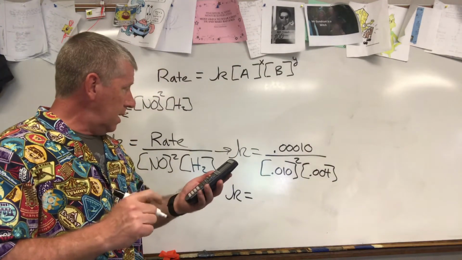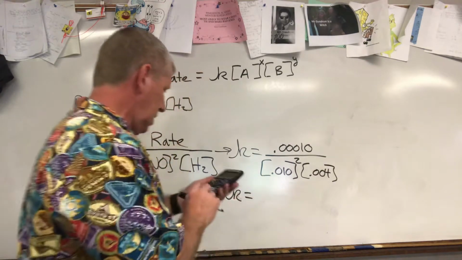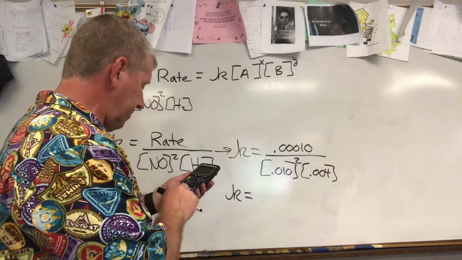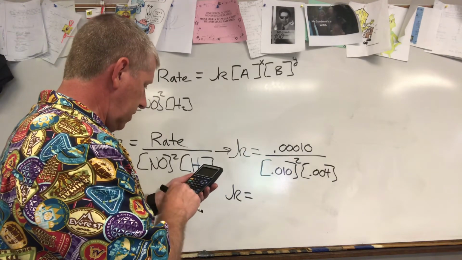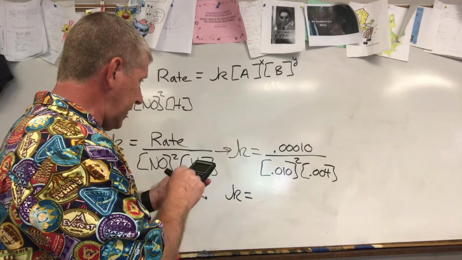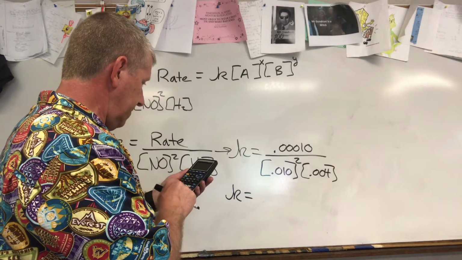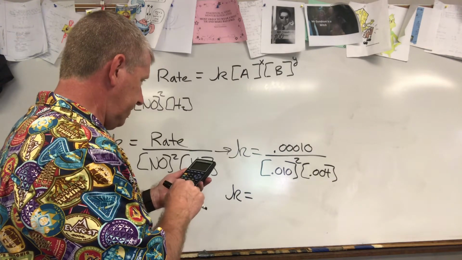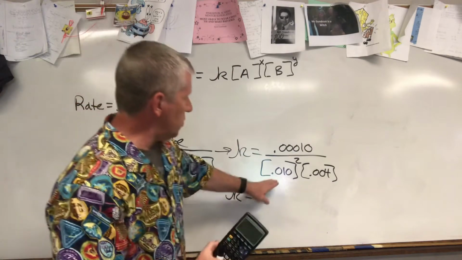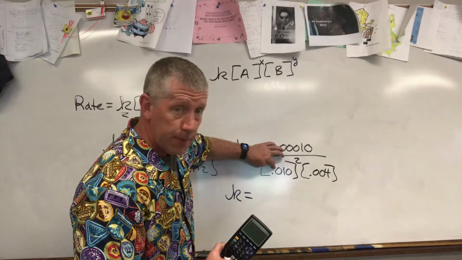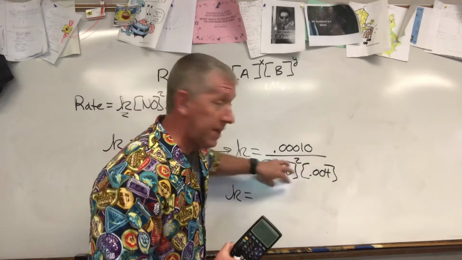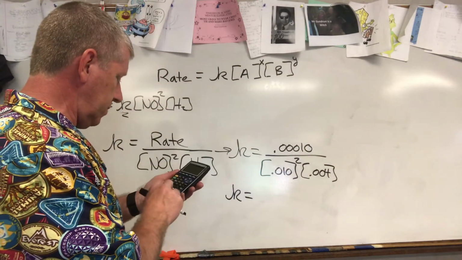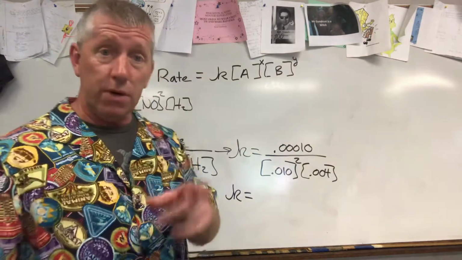Let's see. So 0.01 squared is 1 times 10 to the negative 4, which is 0.0001. Divided by 0.0001, and I have to remember to square that number. You divide that into this and then divide that into that, or you can multiply these together first and then divide those in, either way. Then we'll divide by 0.004, and I get 250.